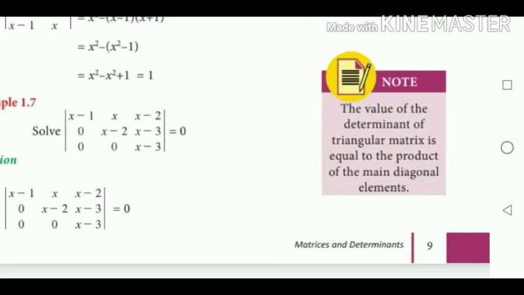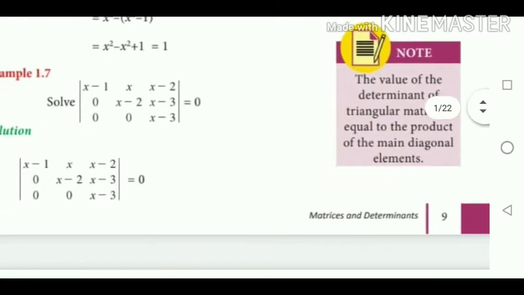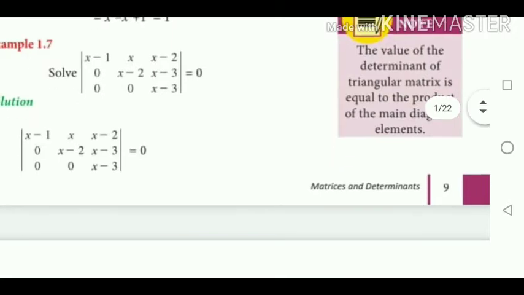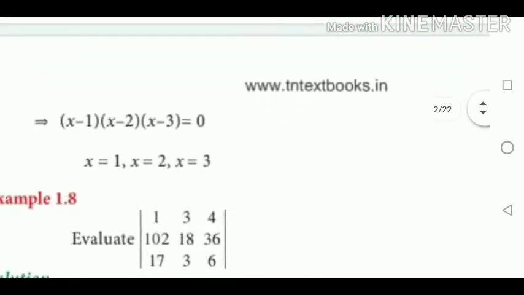The zeros are in triangular form. So therefore the answer for this question is you have to simply multiply the main diagonal. The main diagonal here is x minus 1, x minus 2, x minus 3. Okay, so I think you know about diagonals. So you multiply the main diagonals in order to solve this. So here it is multiplied.